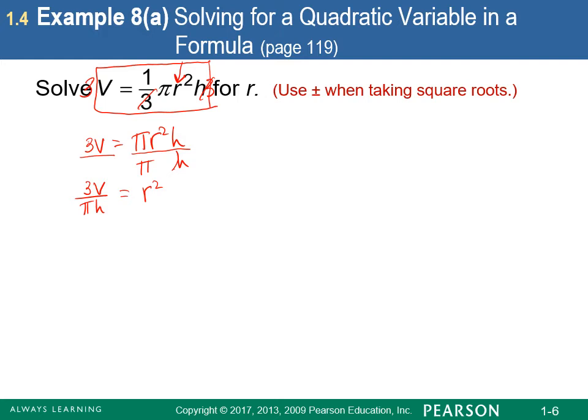And so to get the r by itself, we just did this earlier, we need to do the square root of both sides, and as they put right here, remember the plus and minus. So we come up with r equals plus and minus the square root of 3v over pi h. There's no simplifying to do.